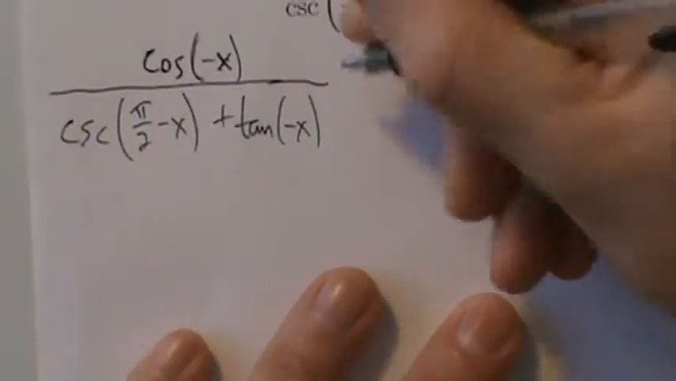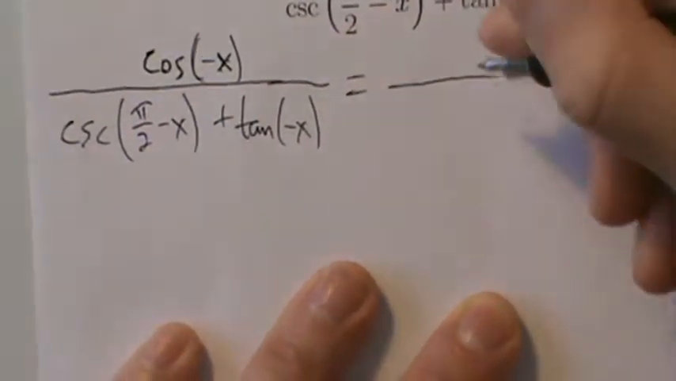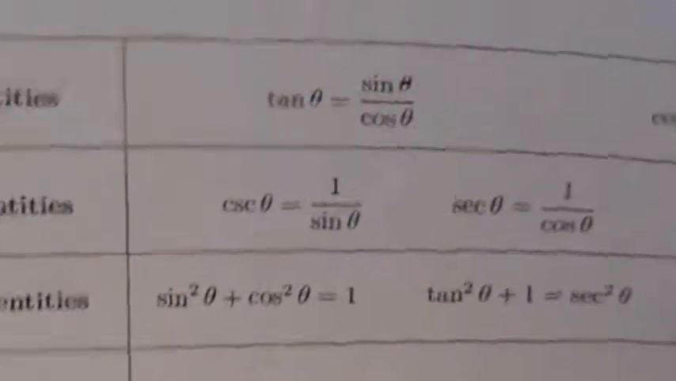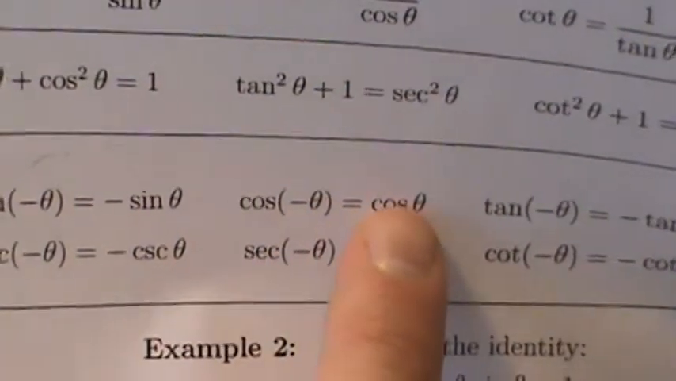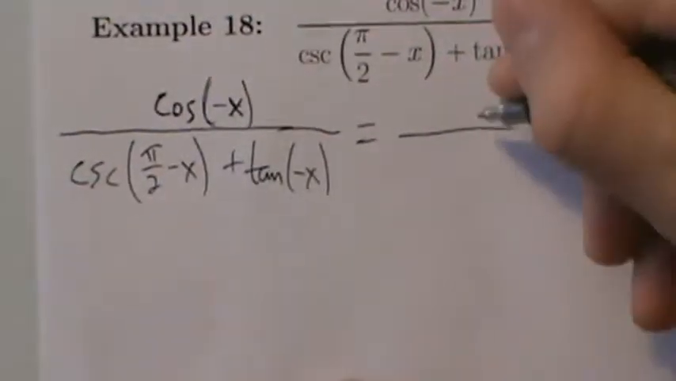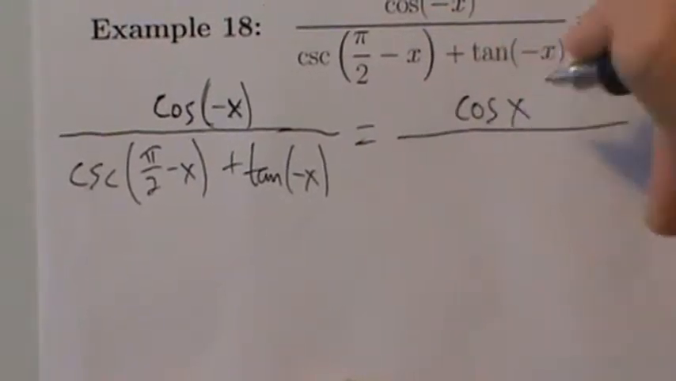So let's go ahead and do that. So this equals cosine of negative x is just plain old cosine of x. So that's a really nice property. It's because cosine is an even function. We can just drop that minus sign in there. That's really nice. Okay, just forget about it.